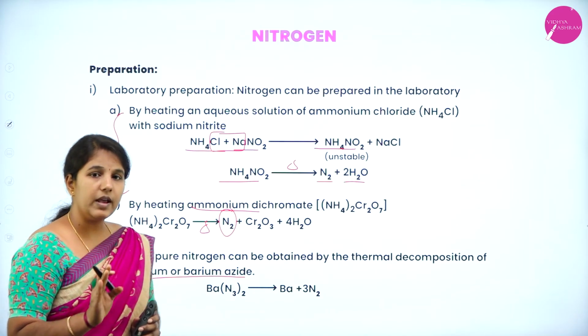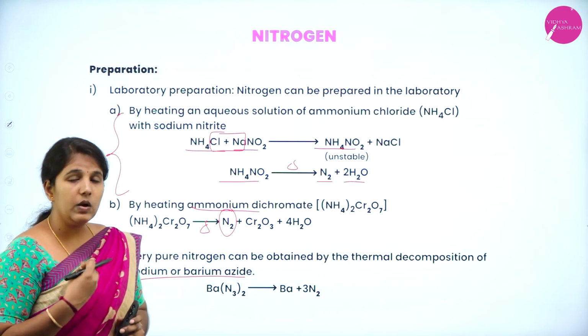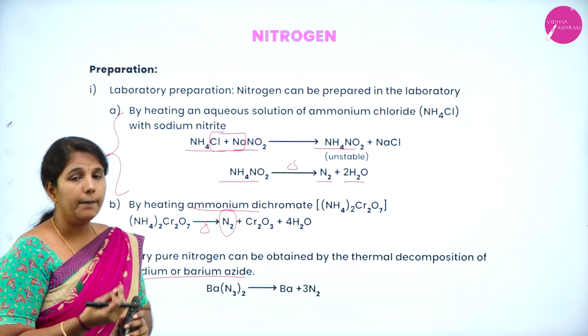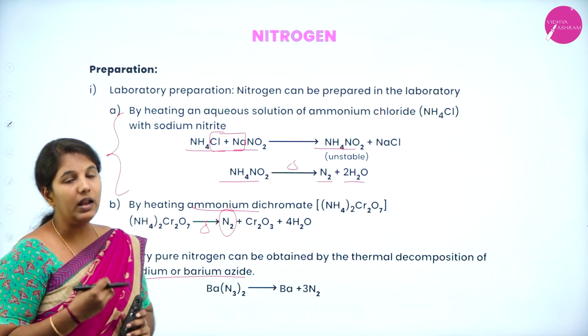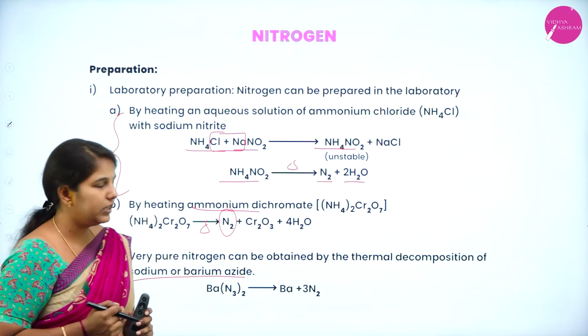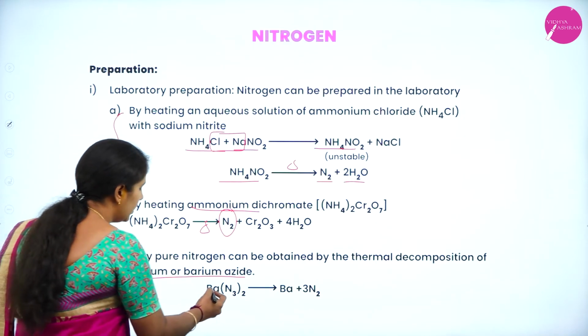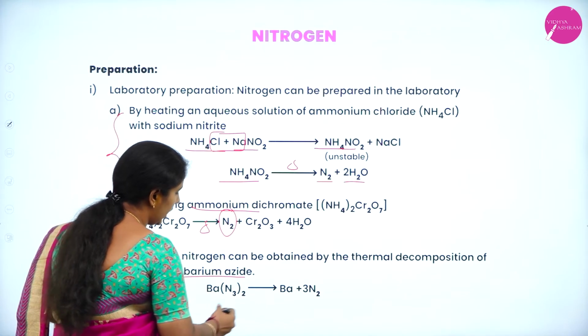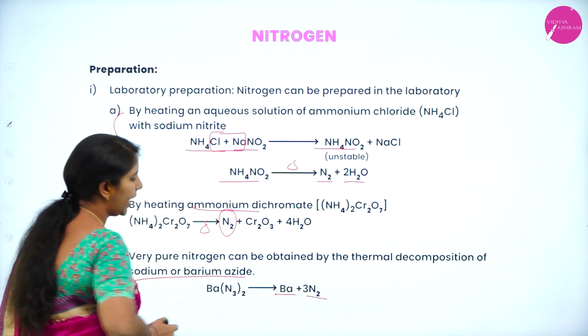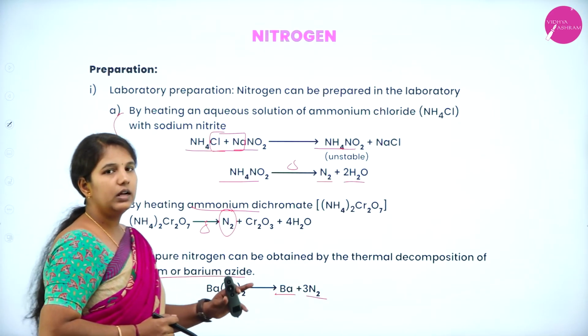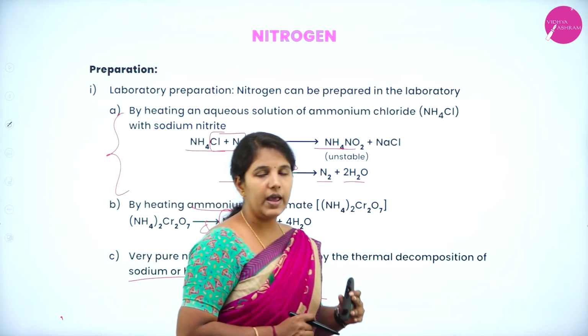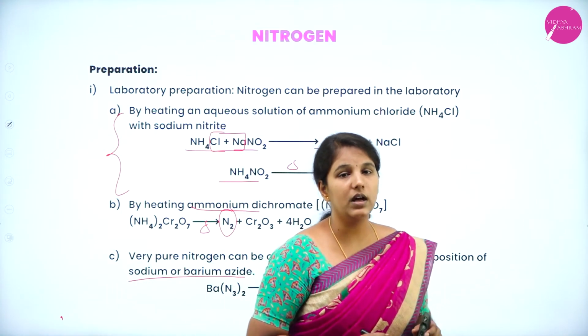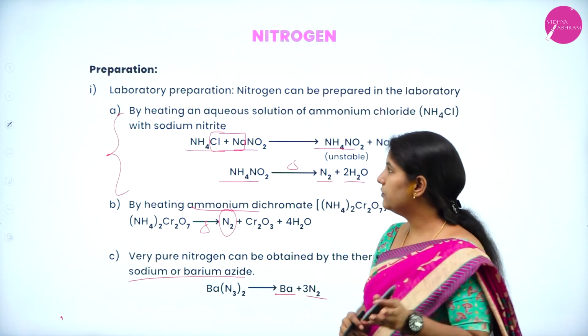By using barium or sodium azide, we can easily prepare pure nitrogen simply by doing the decomposition reaction. The barium azide, upon decomposition reaction, gives barium and dinitrogen. So, these are the three methods where we can easily prepare nitrogen. Which are those?